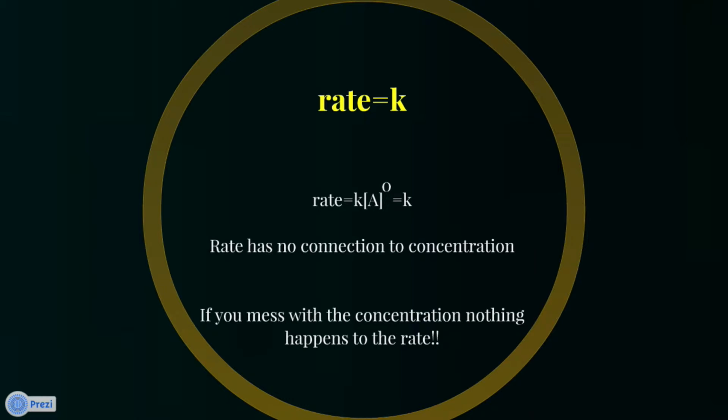Next, we'll look at a zero order reaction. So, for a zero order reaction, rate equals K. There are no concentrations involved because the exponent is 0, and anything raised to the power of 0 is 1. So if there is no concentration in the rate law, then how is the rate law affected by changes to the concentration? Well, it isn't. There is no relationship between concentration and the rate of a zero order reaction. So if you double the concentration, or even multiply it by 100, the rate is going to stay constant regardless.